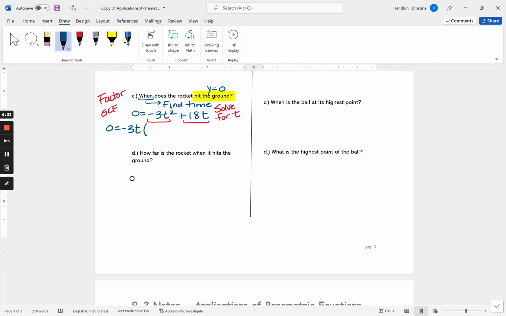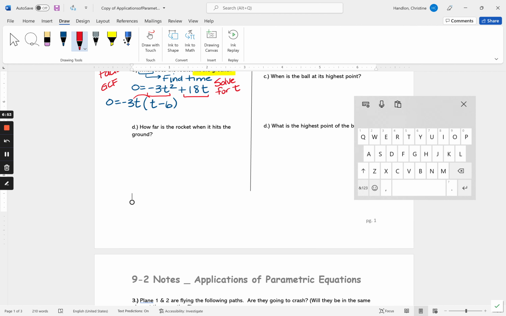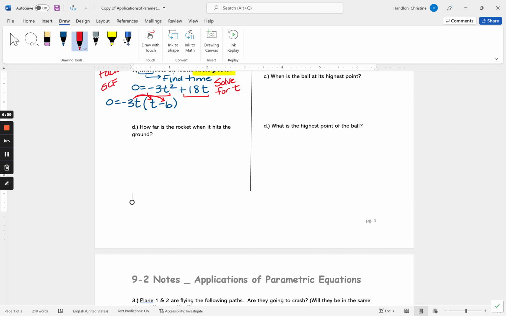I'm going to open parentheses. Now, when I pull out a negative 3t, negative 3t times what will give me a negative 3t squared? Well, that would just be a t. Negative 3t times what would give me positive 18t? That would be a minus 6. What I'm doing is visualizing what times what would give me the previous answer. Negative 3t times t gives me negative 3t squared. Negative 3t times negative 6 gives me a positive 18. So I know my factoring is correct because factoring is just reverse distribution.